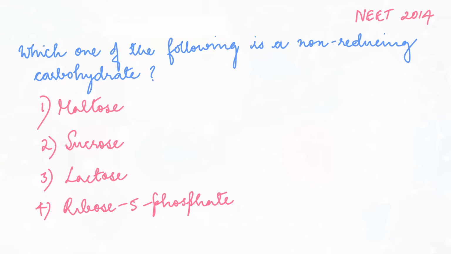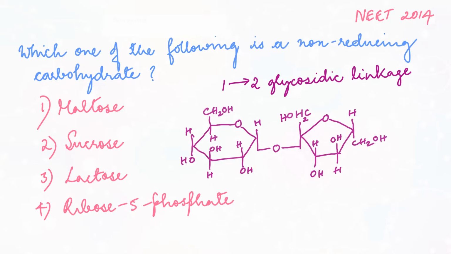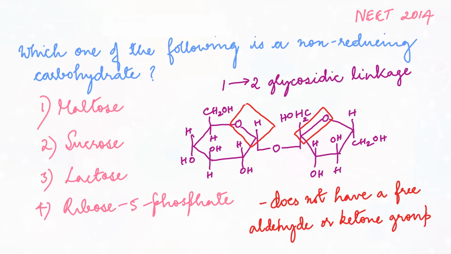So let's go back and look at the second option, sucrose. Sucrose is actually a 1,2 glycosidic linkage between glucose and fructose. So this is its structure. So the aldehyde group here is now involved in the glycosidic linkage. And the keto group of the fructose sugar is also involved in the glycosidic linkage, which means there are no free CHO groups here. And therefore, this is a non-reducing sugar, and that is your answer.